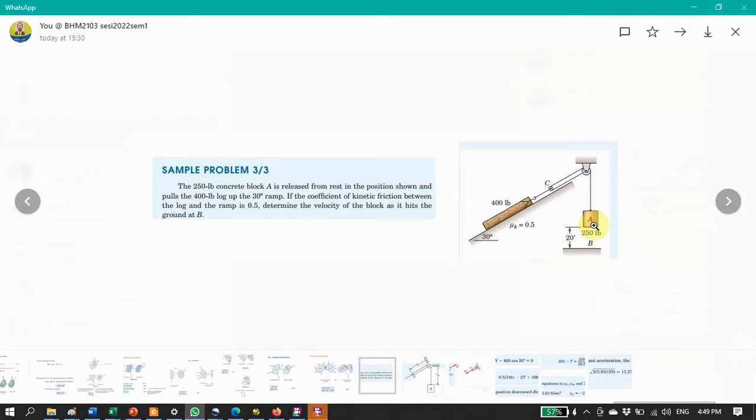So from this problem, we identify that it can also be solved using the energy work method, because it mentions two kinematic states. One, the concrete block at a rest position at about 20 inches from the ground, and the next at the ground. So most probably we can solve this problem using the energy work method.